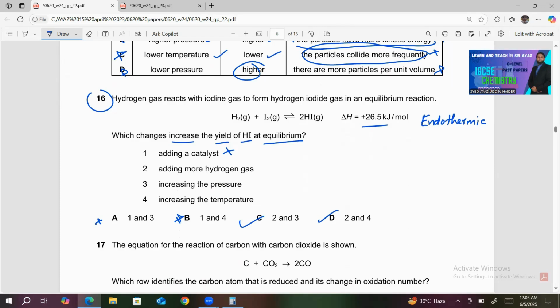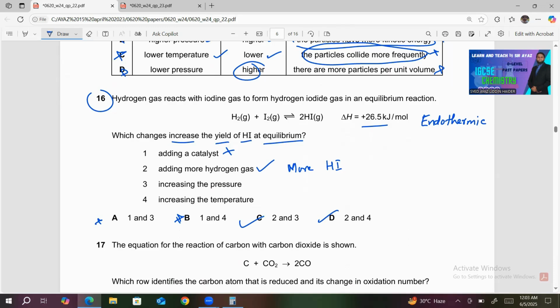Now number 2, adding more hydrogen gas. Yes, if you add more hydrogen gas, you can increase the yield of HI because this will shift the equilibrium to the right hand side, or the product side. So we'll have more HI. So this is correct.